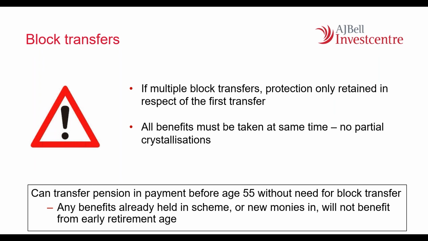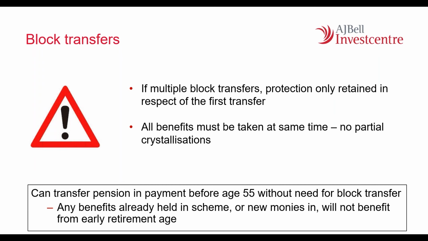But if the same member then wants to do a transfer from his other scheme that has the protected tax-free cash, you've got another member to come across, whatever, you still do it within 12 months of the SIP being opened. That second transfer in, even if all the other conditions of block transfer were met, wouldn't retain its protection. You can't get it twice. It's only the first transfer in that's going to retain that protection.